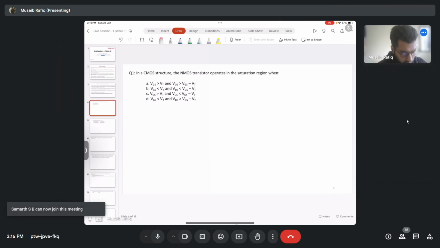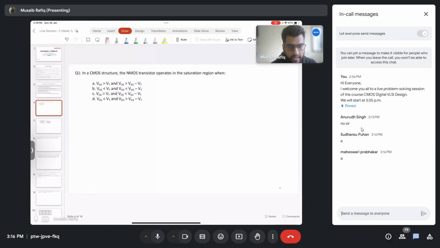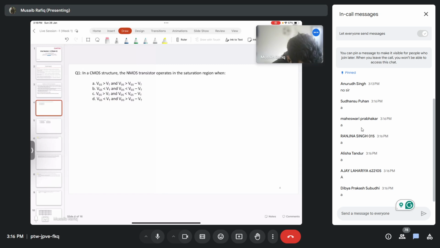The first question is: in a CMOS structure, the NMOS transistor operates in the saturation region when, option A, VGS greater than VT and VDS greater than VGS minus VT; option B, VGS less than VT and VDS less than VGS minus VT; option C, VGS greater than VT and VDS less than VGS minus VT; option D, VGS less than VT and VDS greater than VGS minus VT. Type in the chat box only, no microphone. Anyone knows the answer? Thank you, it's option A.